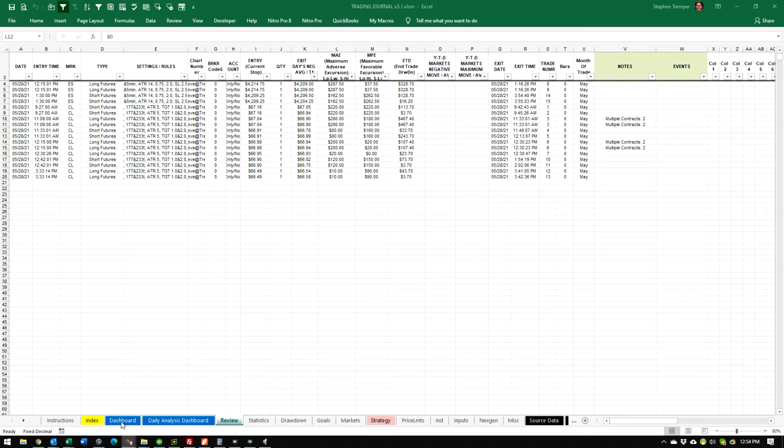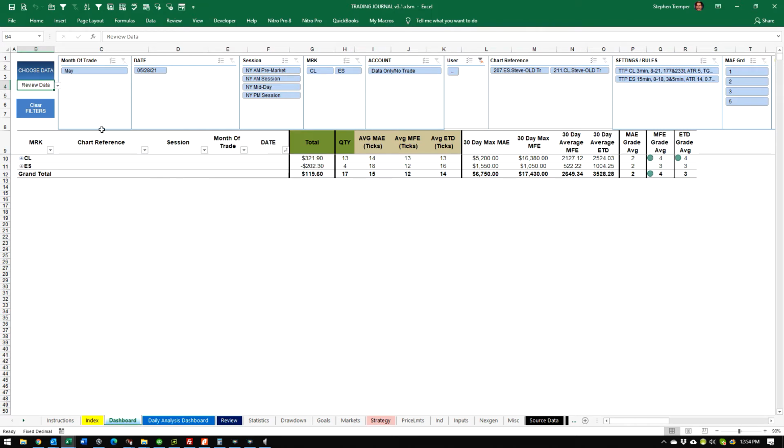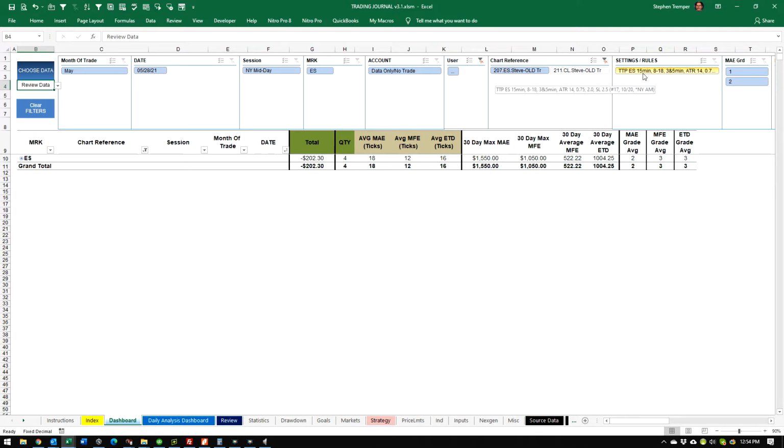So now you go to the review sheet and you can see it here. This is yesterday. This is everything that came in, and I have all my charts labeled as far as what they are. 207 is this one here. This is the ES. 1500 is based on the October 20th. That's on the web page.